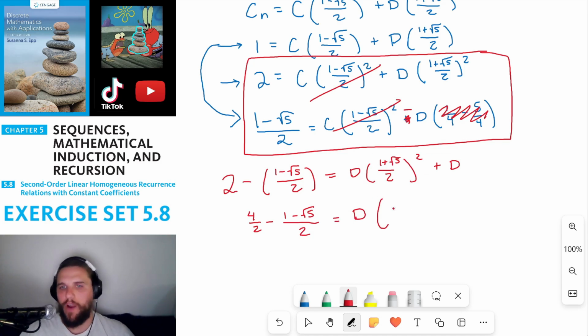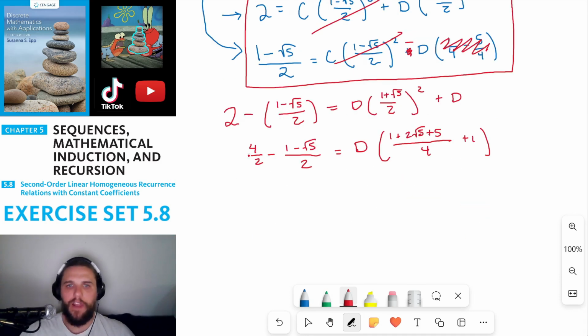So if we square this, we would end up getting 1 plus 2 root 5 plus 5 over 4, and then plus 1. The left-hand side becomes 4 minus 1, which is 3, and then minus negative root 5 is plus root 5 over 2 equals d times, now 1 is the same thing as 4/4, so 4 plus 5 plus 1 is 10 plus 2 root 5 over 4.